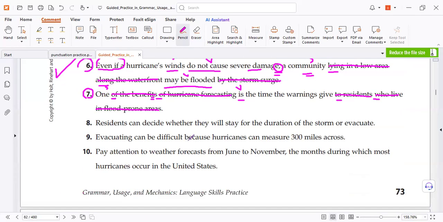Again, for number 10, what is the subject and verb?